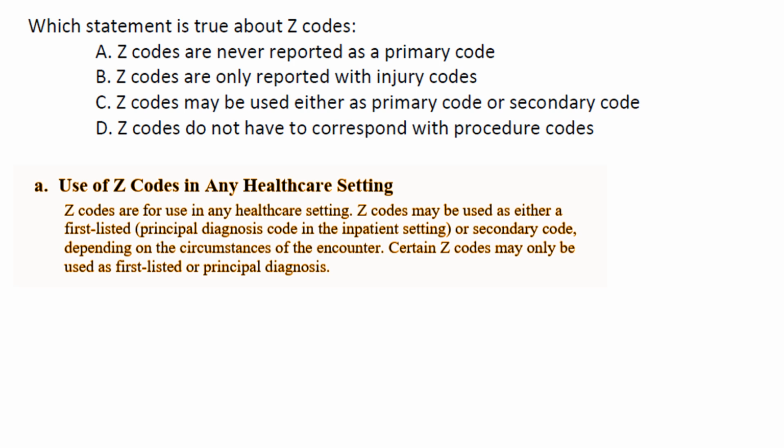This statement is true about Z codes. Now, Z codes are part of the ICD-10, and we have the guideline under the use of Z code in any healthcare setting. Guideline A talks about how certain Z codes may only be used as the first listed or the principal diagnosis code, and we can see the list of those Z codes. So after reading that, our answer C is the correct answer. You can use them as the primary as well as the secondary code.